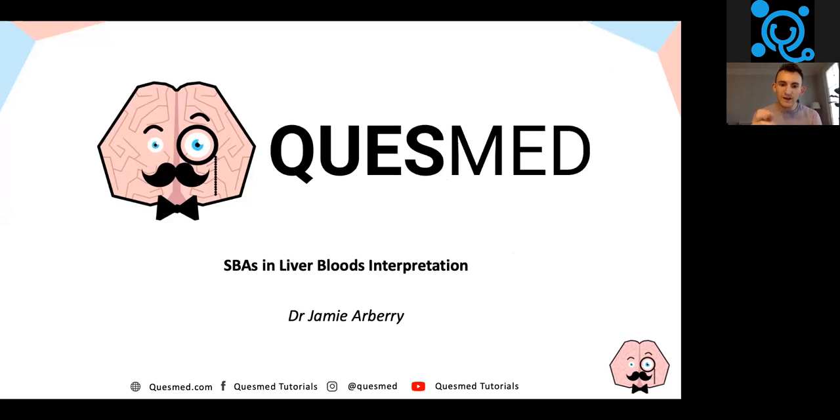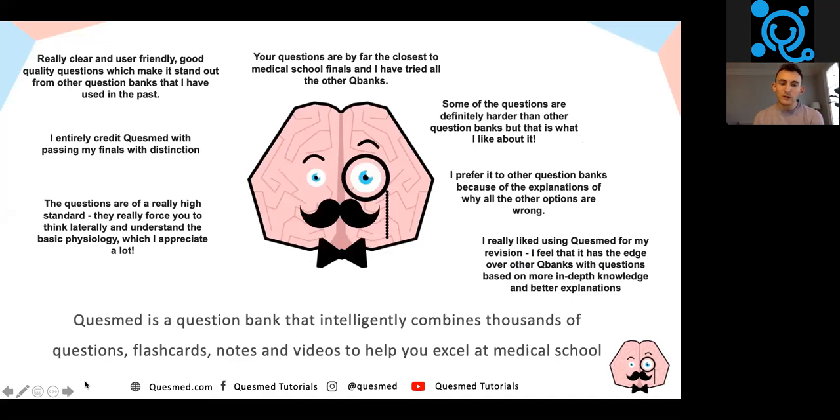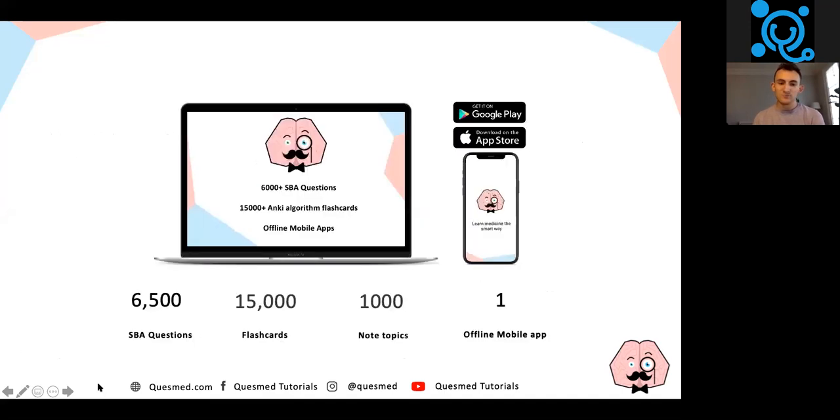There'll be 9 SBAs throughout the PowerPoint, and after each one I'll explain why the answer was correct, and I'll give kind of an overview of that specific part of the liver blood interpretation. So what we'll do to begin with, we'll just go straight into the questions.